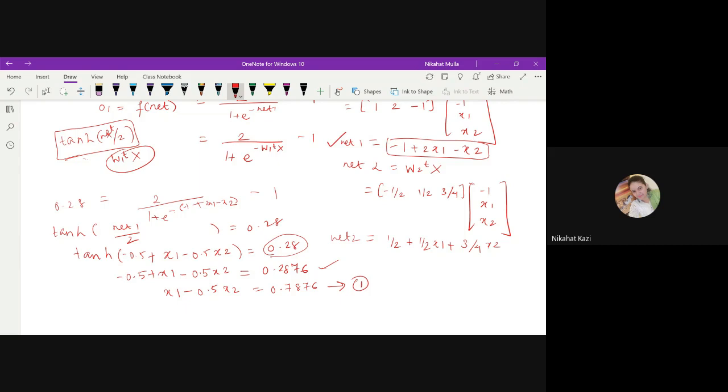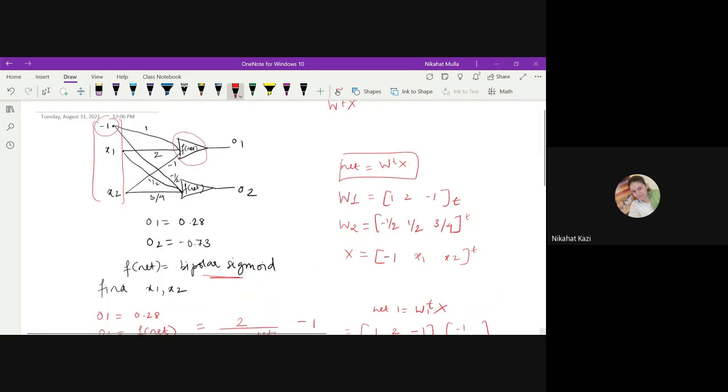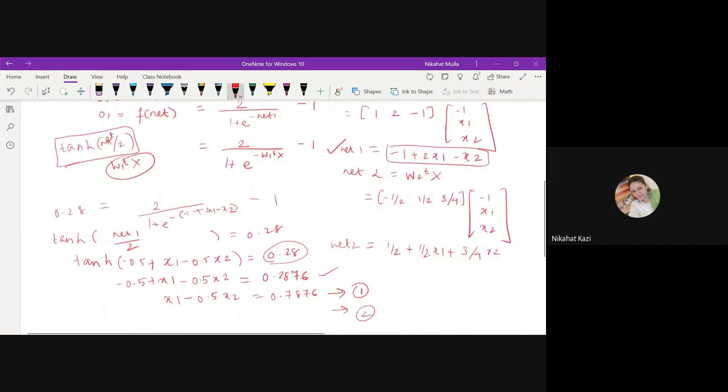On similar lines, can we get equation 2 for us now using O2 and net 2? Okay, come on, who will tell me equation 2 now? I want the equation 2 here. Use O2. What is O2? O2 is minus 0.73. We have our net 2 ready with us here. Let me use another color. This is net 2, right? Use these two, use tan h, use the same concept and tell me the second equation that you're getting.